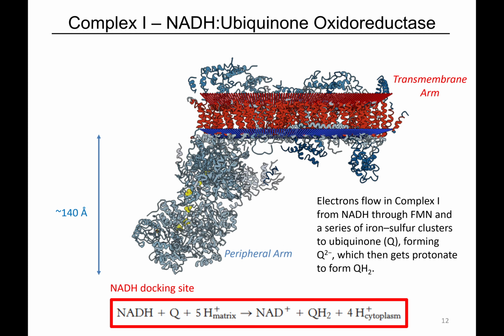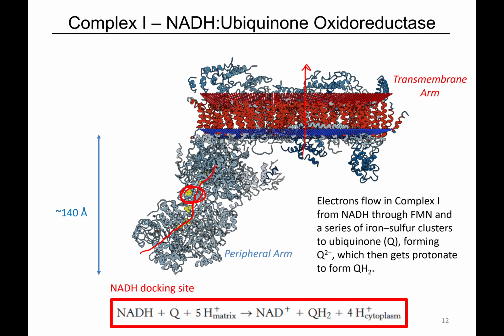All right, let's jump into it now. Complex 1 looks massive, right? It is. It's absolutely massive. It has 2 arms, a peripheral arm, which is situated in the matrix side of the membrane. So this is the inner part of the membrane. This is in the matrix. And the transmembrane arm, as the name suggests, is embedded in the membrane. The location of proton transport is going to be up here in the transmembrane arm, so we pump protons this way. And the direction of electron transport is going to be up through here. You can kind of see the location of our iron sulfur clusters there.